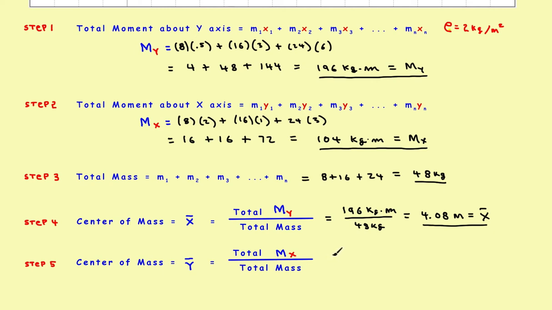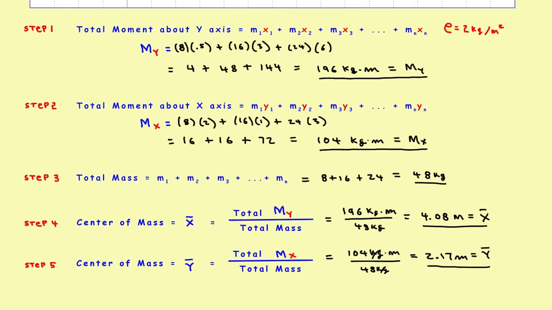Okay, to find the center of mass for the y, take the moment about the x-axis divided by the total mass. So that's going to be 104 kilogram meters divided by, again, 48 kilograms. And again, the kilograms will cancel out, and that's going to leave you with 2.17 meters. And that's the y location of the center of mass.